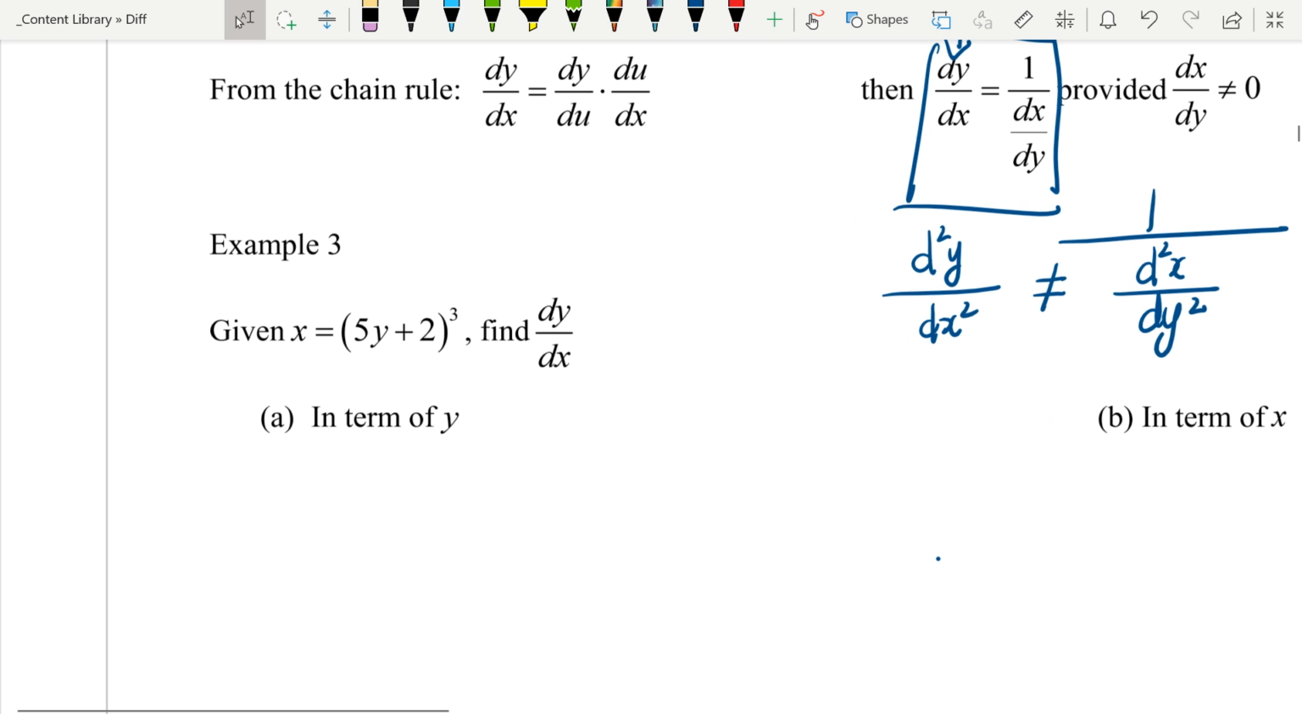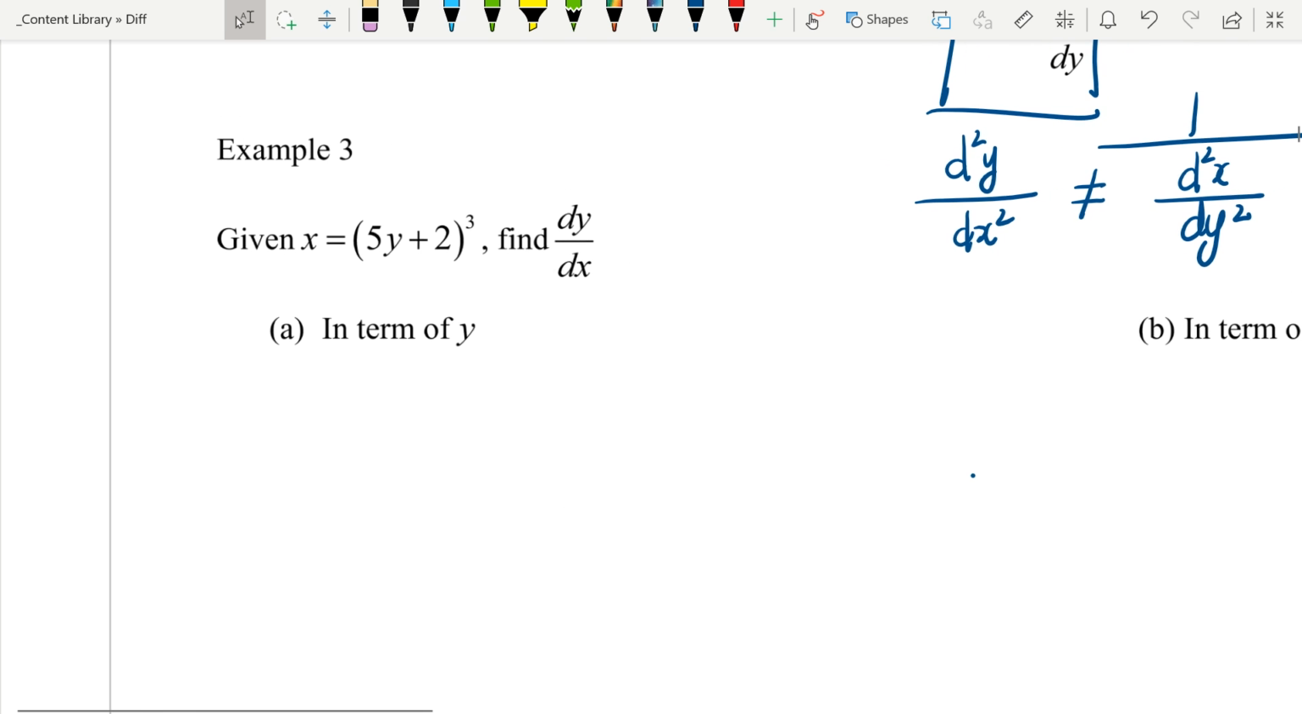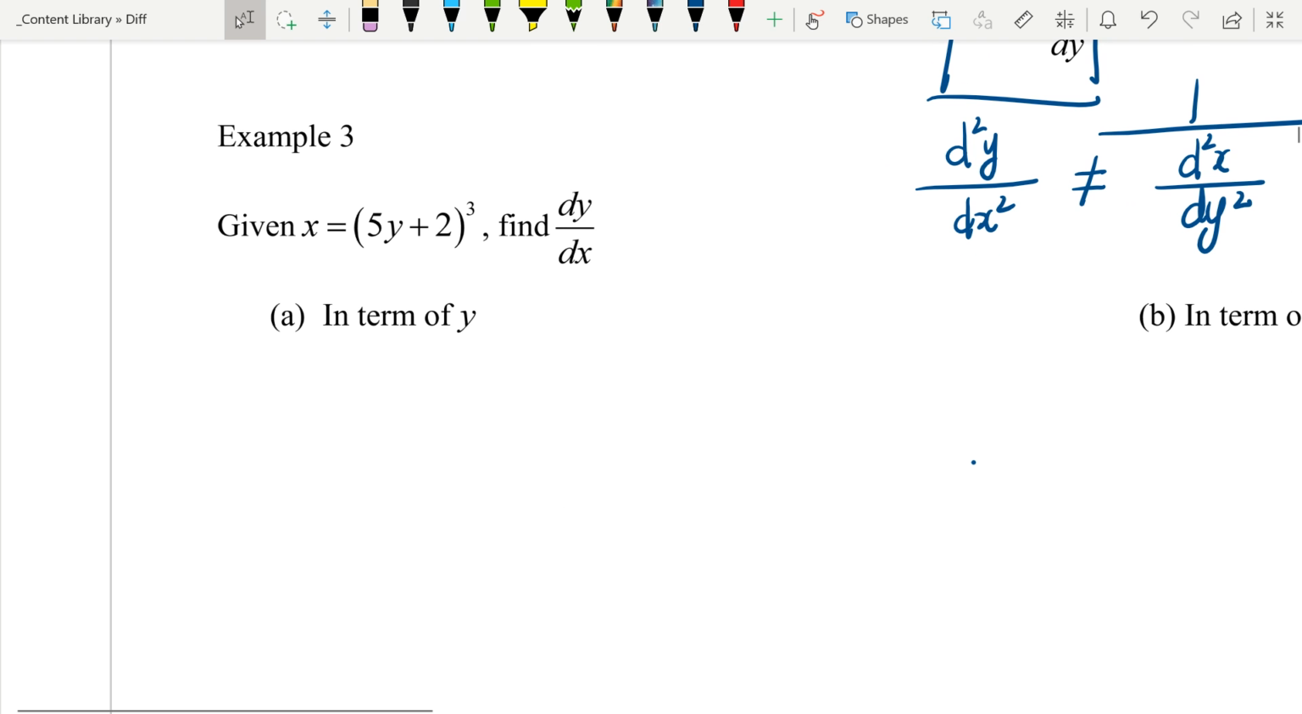There's not much to talk about for this topic. Let's look at the first example: given that x equals (5y plus 2) cubed, now it's x in terms of y. I will find dx/dy, since that's the only thing I can find now. I will differentiate x with respect to the variable y, because y is my variable now and x is the subject. So it's dx/dy.